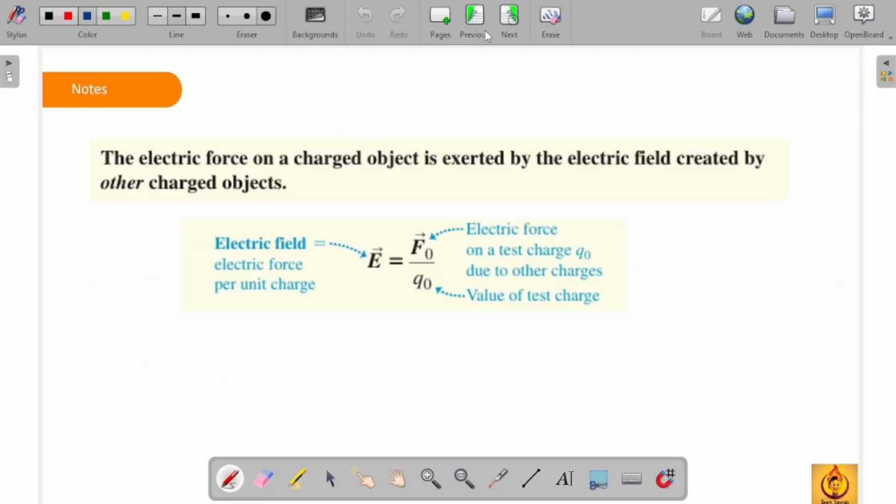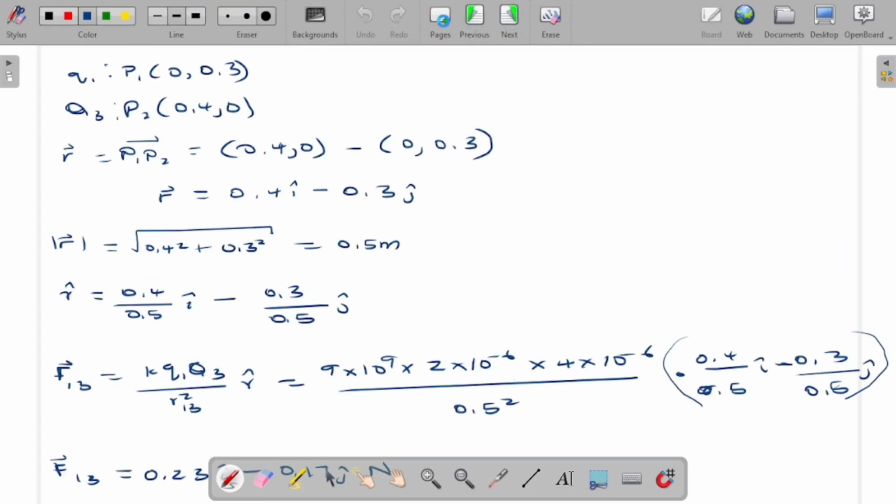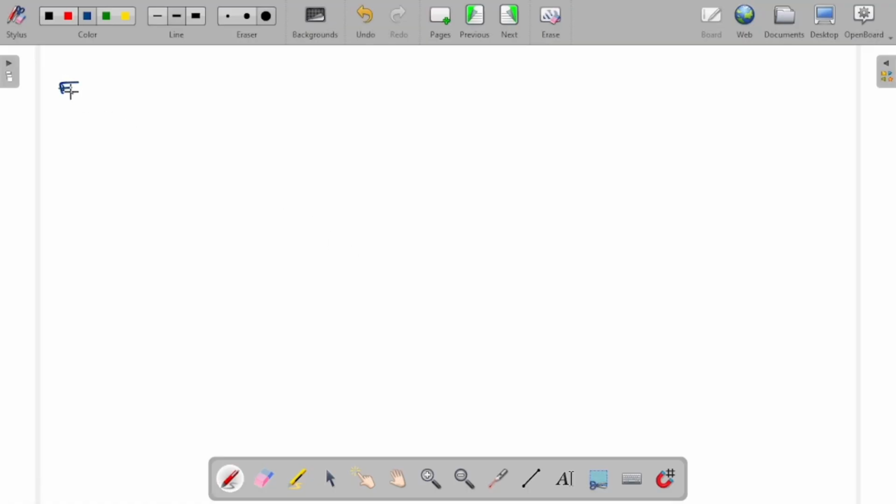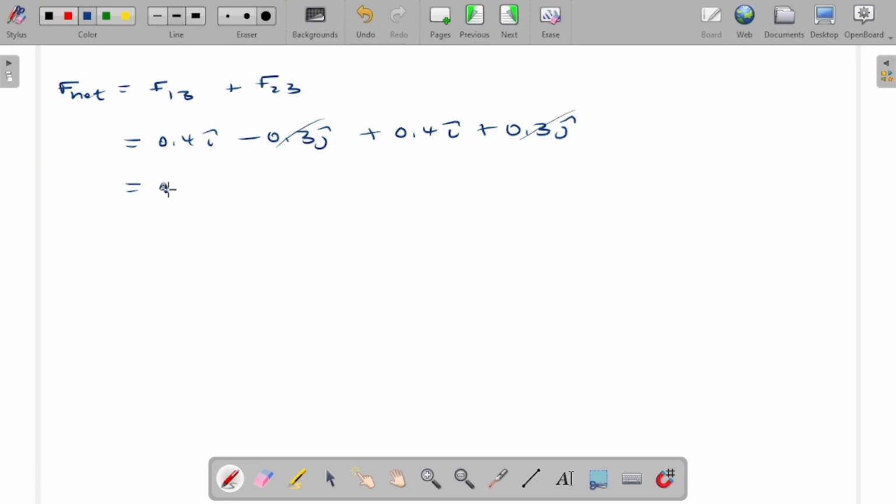Now let's find the net force. So F net is equal to F1 on 3 plus F2 on 3. So that's going to be 0.4 i hat minus 0.3 j hat plus 0.4 i hat plus 0.3 j hat. These two cancel. We have 0.8.